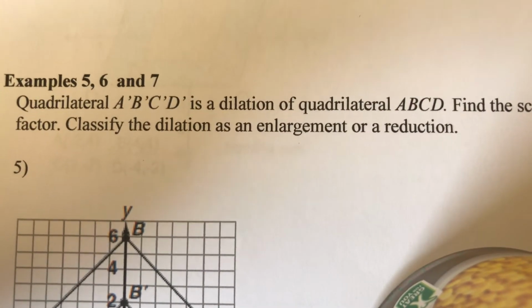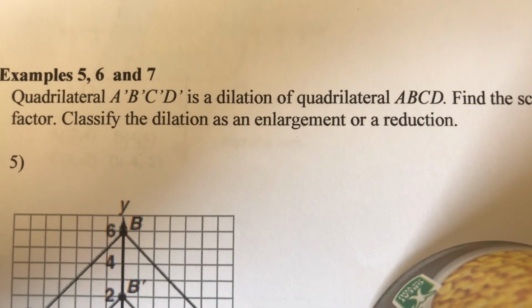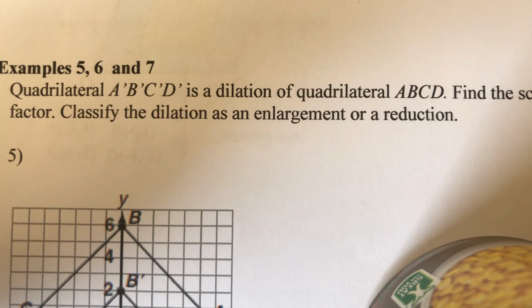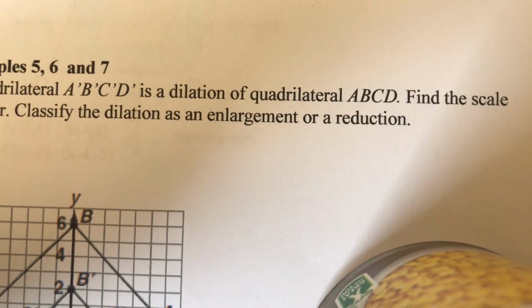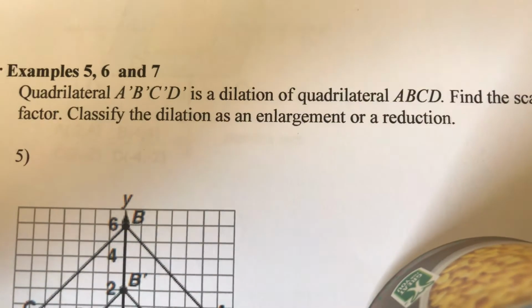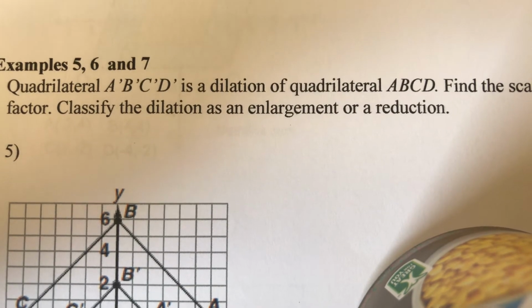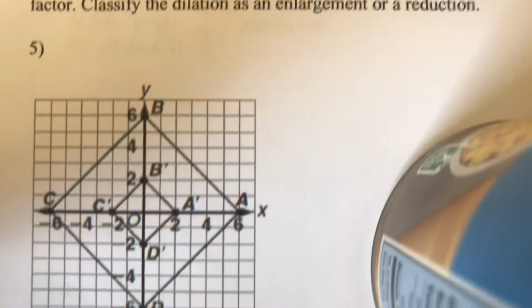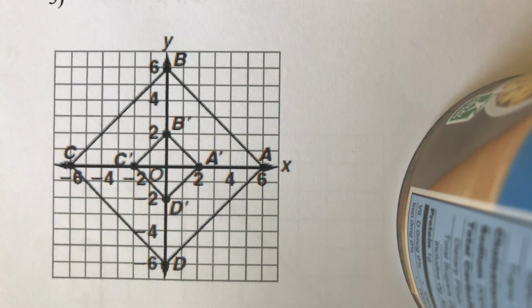All right, quadrilateral A prime, B prime, C prime, D prime is a dilation of the quadrilateral A, B, C, D. Find the scale factor. Classify the dilation as an enlargement or a reduction. So we need to pay close attention to what the original was and what the image is.